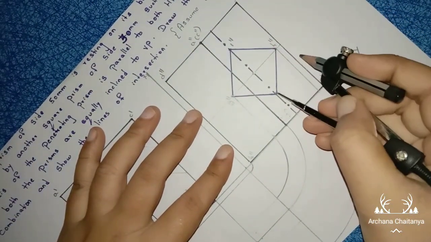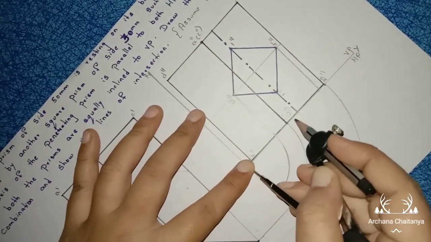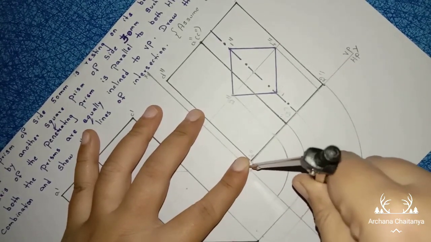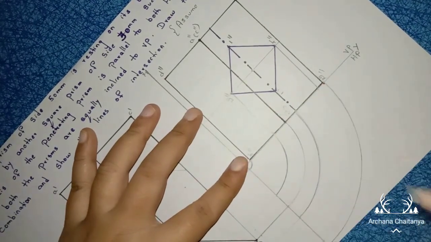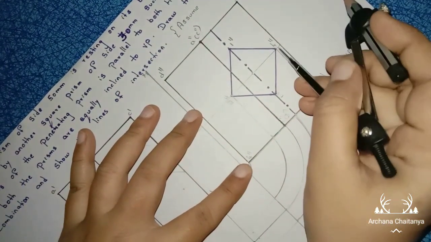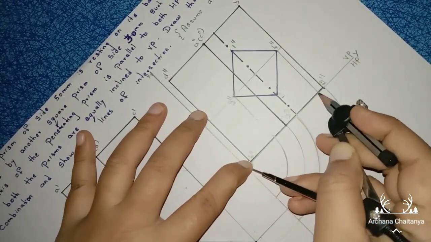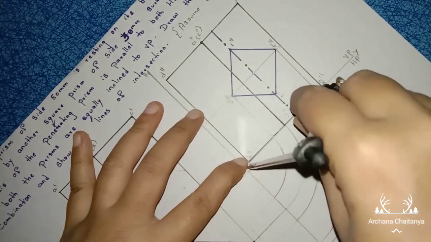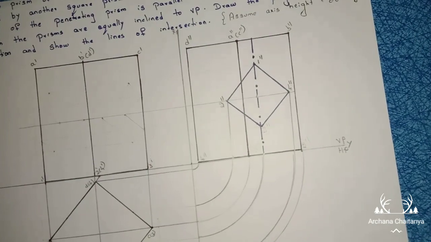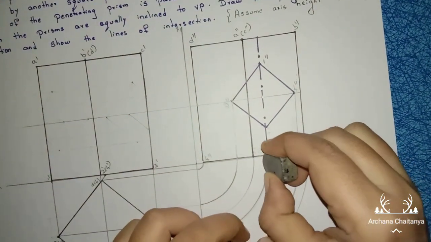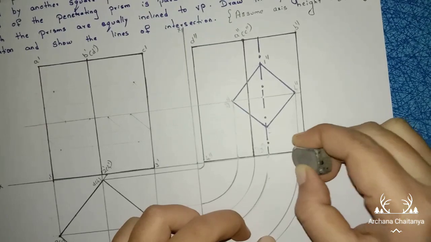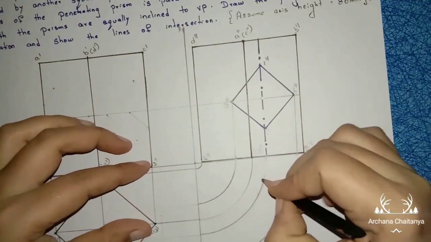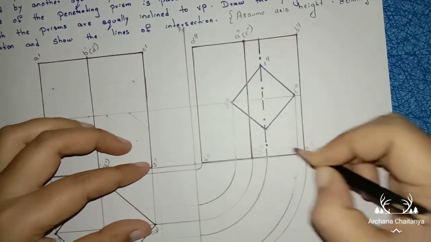Then next, 1 double dash and 3 double dash. This is the point. Now place your compass here, take this distance, and draw an arc till this reference line. Then next is 4 double dash. Again take this distance with the compass and draw an arc. Now see what we are doing after constructing this square: we are projecting all the points till the reference line with the help of the compass. We are constructing all these curves here.